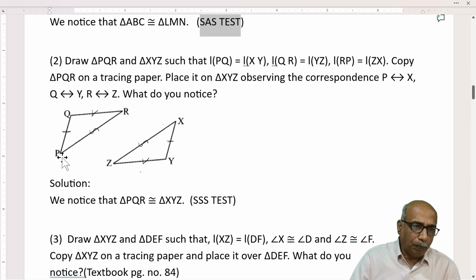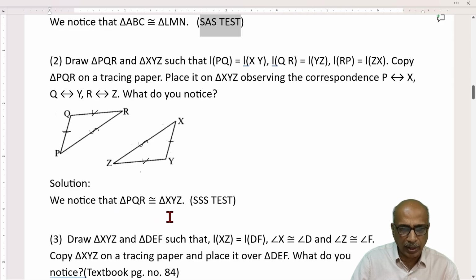So here PQR, P to Q single line and then Q to R V shape. So here X to Y single line and Y to Z V shape. Therefore, correspondence will be PQR corresponds to XYZ. And we notice that these two triangles are congruent. So as all sides are equal, therefore we say these two triangles are congruent by SSS test.